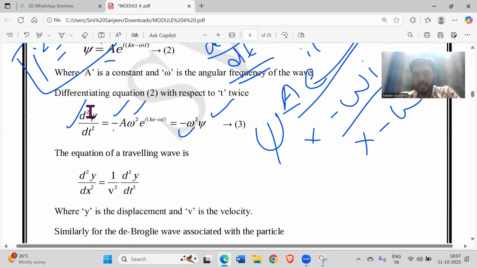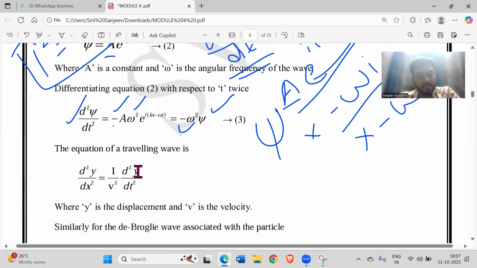Okay, so this is something which you have to learn by heart and keep. That is d square y by dx square is equal to 1 by v square d square y by dt square, where v is the velocity. One derivative is with respect to position x, and another is with respect to time. And this y is nothing but the displacement here.